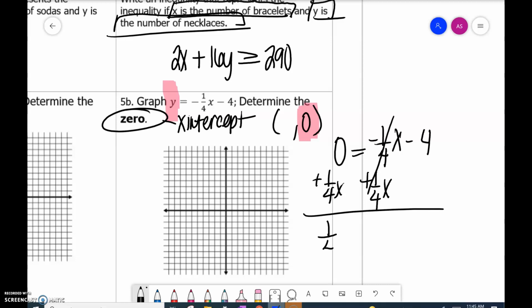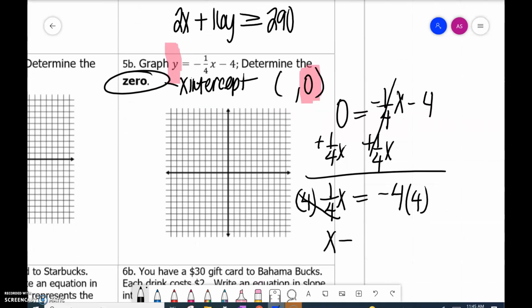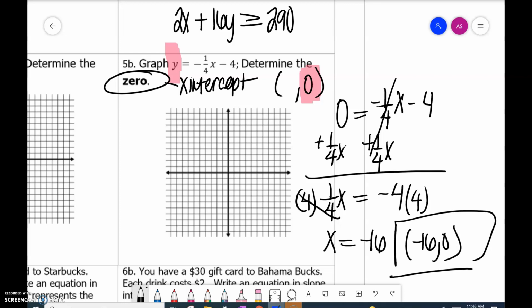So I will have 1/4 x equals -4. Then I'm going to multiply both sides by 4. And then my answer will be x equals -16, which written as a point is going to be -16, 0. So this is my x-intercept or my 0. Remember 0, you only need that x coordinate.